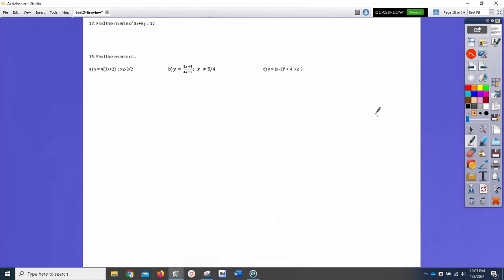Moving on to example C. Y equals x minus 3 cubed plus 4. I'm not sure why they have the domain restriction on that one. It doesn't need one. That shouldn't be there. That's a cubic function. All cube roots have inverses. So I'll go back and edit that in a little bit.